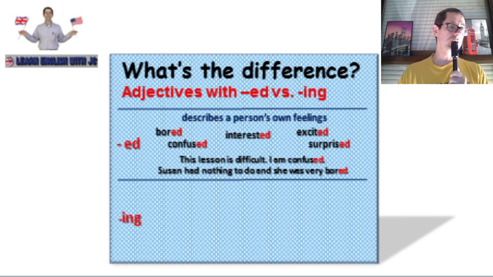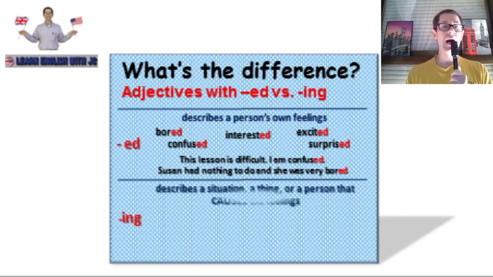Now we are going to concentrate on adjectives ending in ing. So there are two types: adjectives ending in ed and adjectives ending in ing. This is today's lesson, lesson number 6. I repeat, online class, level B1 intermediate.